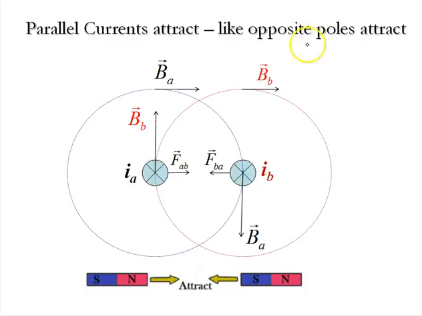So we have parallel currents attract. Parallel currents attract like opposite poles attract. And we show in this diagram both magnetic fields at the same time. Both these magnetic fields, current flowing into the wire, are clockwise. At wire B, the magnetic field due to wire A is pointing downward. At wire A, the magnetic field due to wire B is pointing upward. And we have the equal and opposite attractive forces. F_AB is equal to F_BA in Newton's third law.